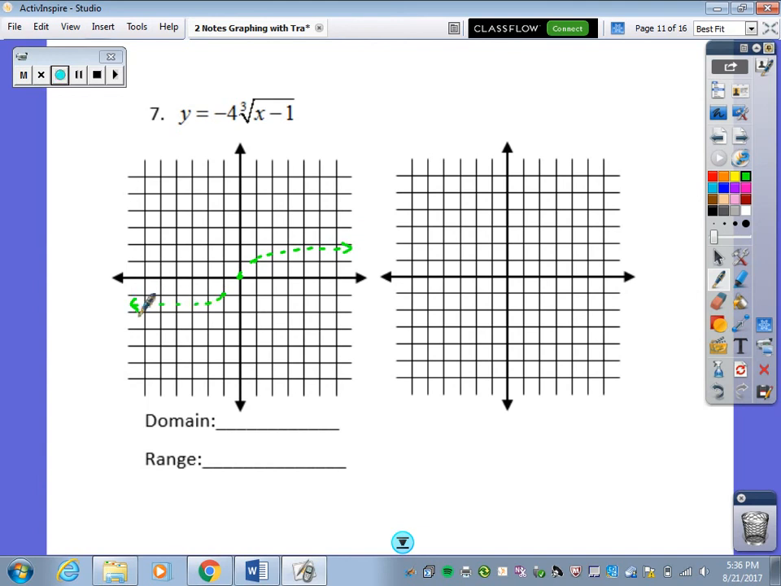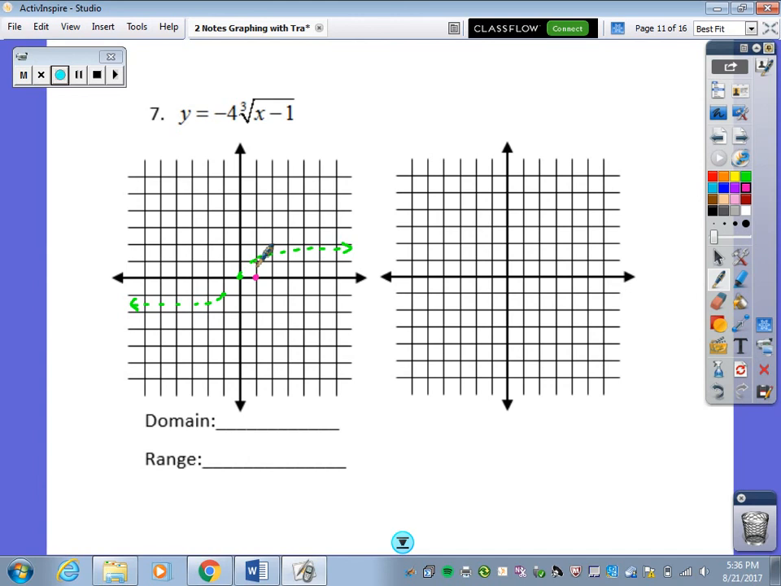Now, we're being asked to transform this function by multiplying all the y's by -4 and then moving everything to the right by 1. Whenever we transform things that have multiple transformations, we always have to start with the multiplying every single time. So let's start with that. 0 times -4 is 0. Move it to the right 1. And there's our new point.